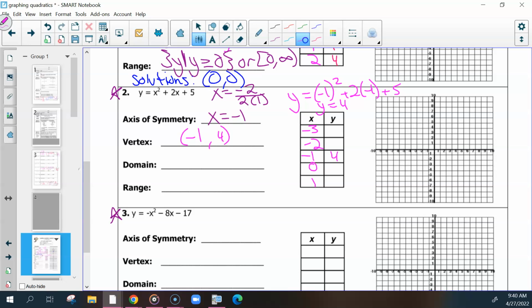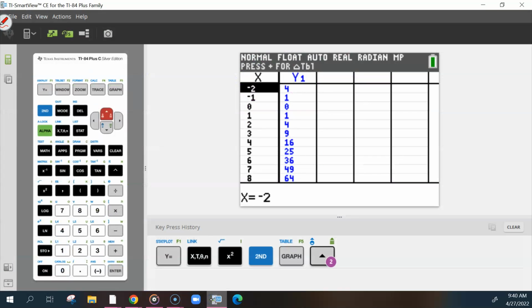Now, I say that, but if you just put this into the calculator, and I'll show you that in a second, and just found where the points start to go up and then down, or down, stop, and then up again, or vice versa, that would also help you find the vertex and find the points. Put this one in your calculator: x squared plus 2x plus 5.